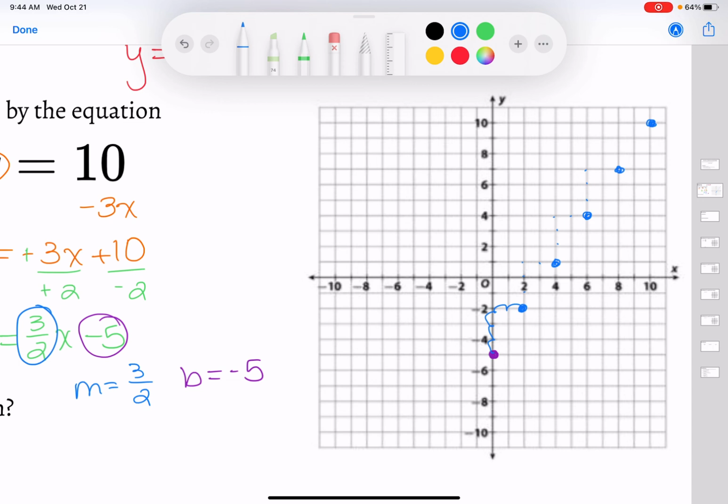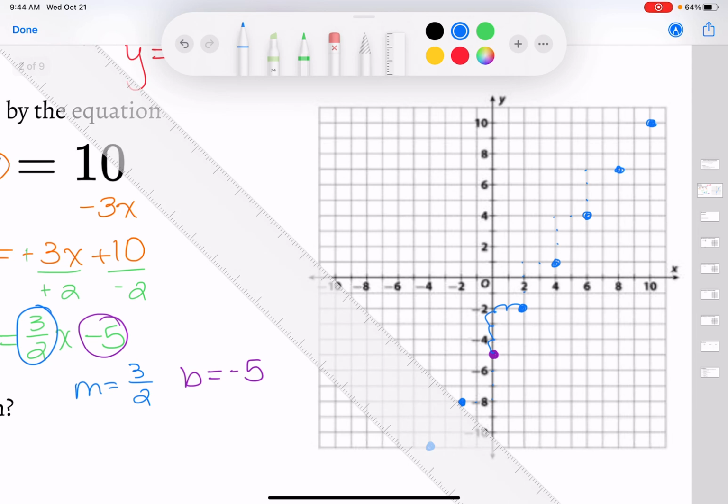It could be negative 3 over negative 2, which would still give me a positive slope. So I could go down 3 and left 2. And one more time, and then I can't get any more points on the graph. So there's my nice straight line, and now I'm going to draw the line right through those points.